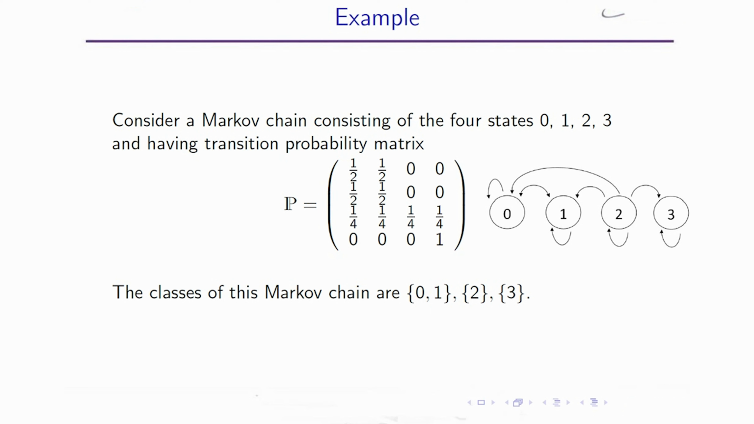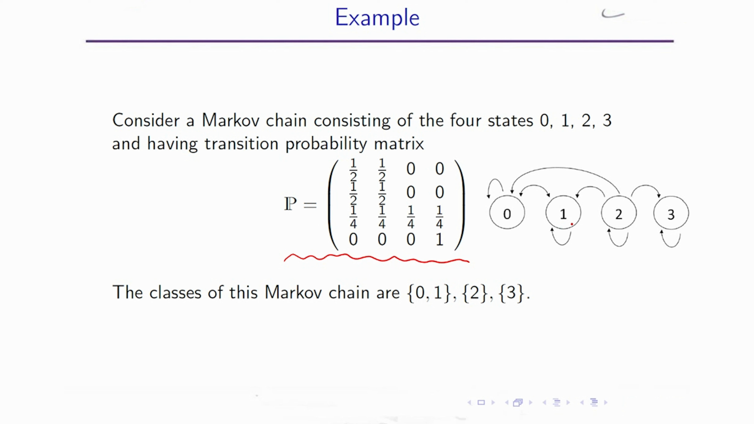Another example: consider Markov chain 0, 1, 2, 3, and this is the transition probability matrix. Based on the approach we just used, you can draw a diagram like this, and then you can classify all the states. For example, because 0 and 1 communicate with each other, they belong to the same class.